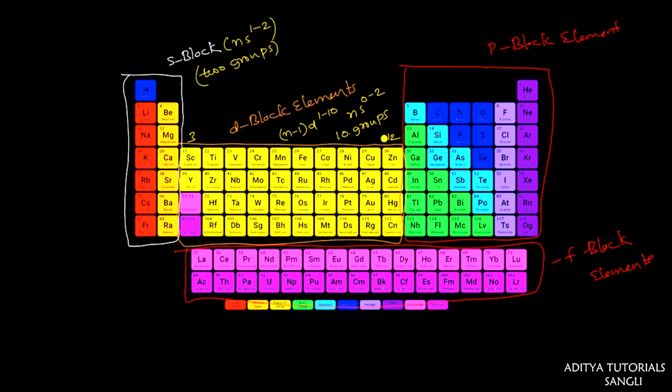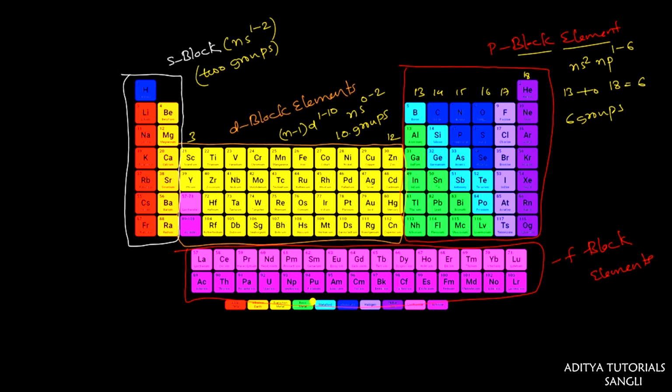Now come to the P block elements. We have the general electronic configuration ns2 np1 to 6. This is the general electronic configuration for the P block elements. We can write here 13, 14, 15, 16, 17 and 18, starting with 13 to 18. So there are 6 groups, because the P orbital can hold 6 electrons.